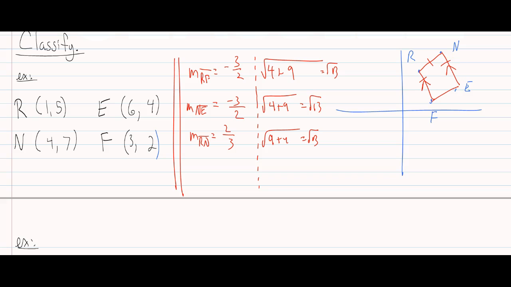And the other thing I'm going to look at is that since RN and NE have opposite reciprocal slopes, that means I know that we have a right angle there. It's perpendicular, so since it was a parallelogram and a right angle, they're all right angles, and it is a rectangle. Rectangle and rhombus together means the best name for this shape is square.